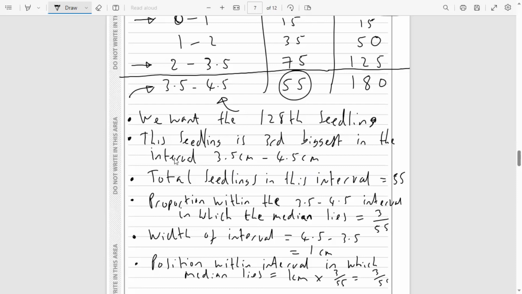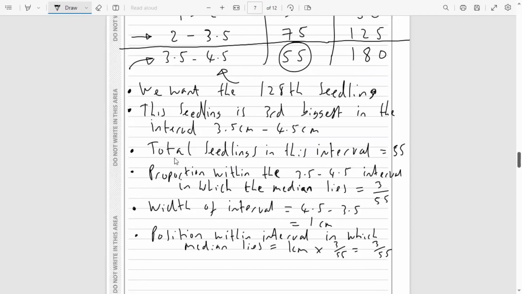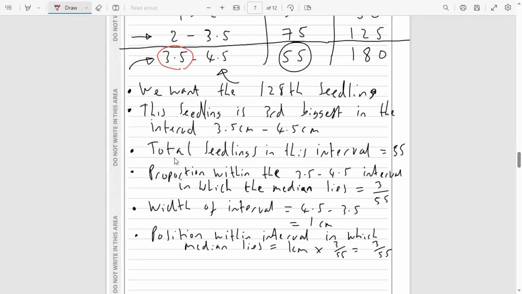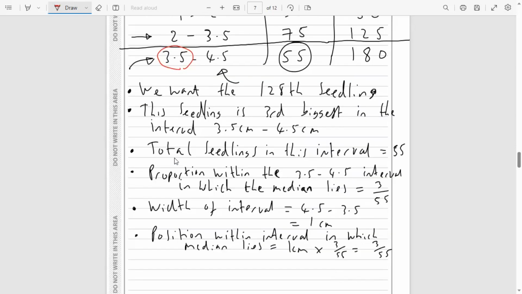So we have that. And then to finally work out or estimate the median, so that's the position within the interval, 3 over 55, in which the median lies. But obviously the interval starts at 3.5 centimeters. So obviously the median is not 3 over 55 centimeters because that's about 0. And we know for a fact that the median can't be about 0. It's got to be bigger than that. It's got to be between 3.5 and 4.5.